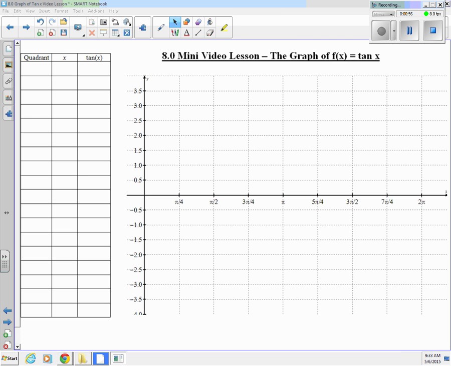Okay, back to math. So let's say I just plug in 0 degrees, or 0 radians. 0 is not in a quadrant, so I'm not going to fill that out. Well, tangent is sine over cosine. Sine of 0 is 0. Cosine of 0 is 1. And so the tangent at 0 is 0. That was easy. Okay. Now, let's think about what happens as we grow.